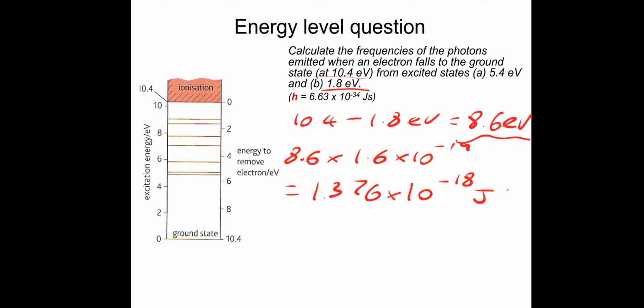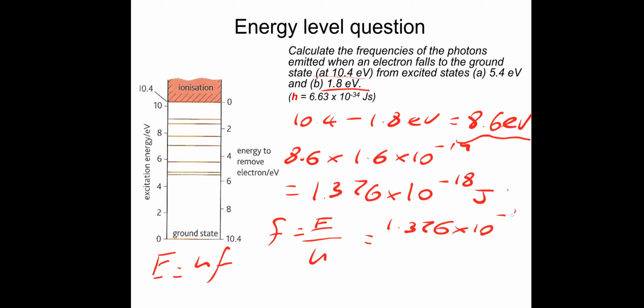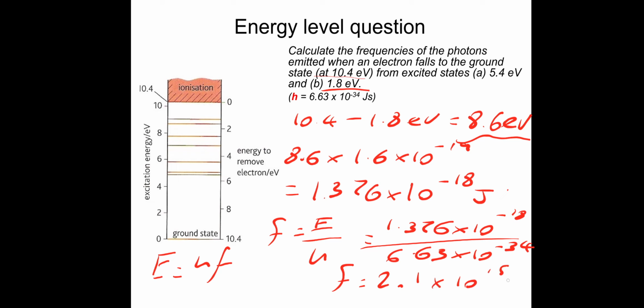Then we just need to find the frequency. So we're going to use E equals hf. So the frequency will be the energy divided by Planck's constant. So the energy is what we just calculated, the 1.376 times 10 to the minus 18, divided by Planck's constant, 6.63 times 10 to the minus 34 joule seconds. And that gives us a frequency, a final answer, of 2.1 times 10 to the power of 15 hertz.